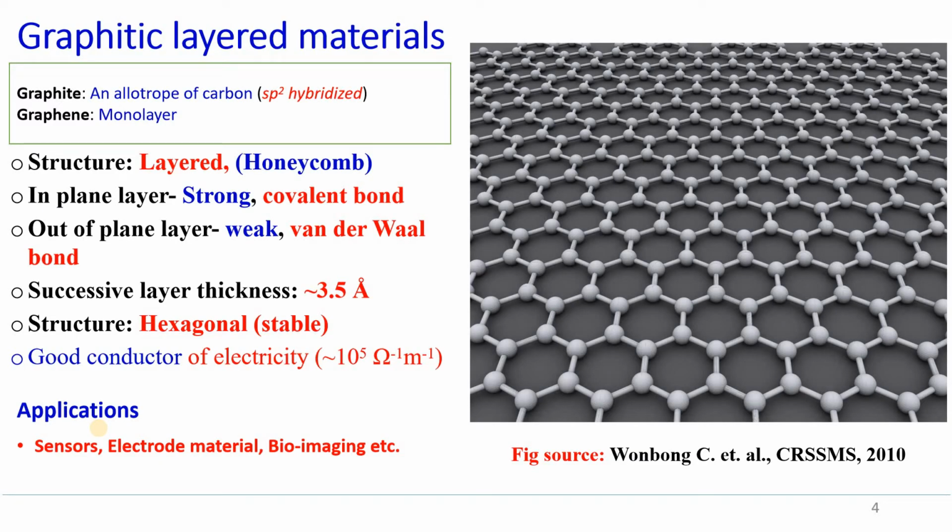Graphitic layered materials are allotropes of carbon where all the carbon atoms are sp2 hybridized and arrange themselves in a honeycomb structure. Atoms in a particular layer are bonded via very strong covalent bonds, whereas two different layers are attached via weak van der Waals forces. They mostly appear in hexagonal phases and are good conductors of electricity.